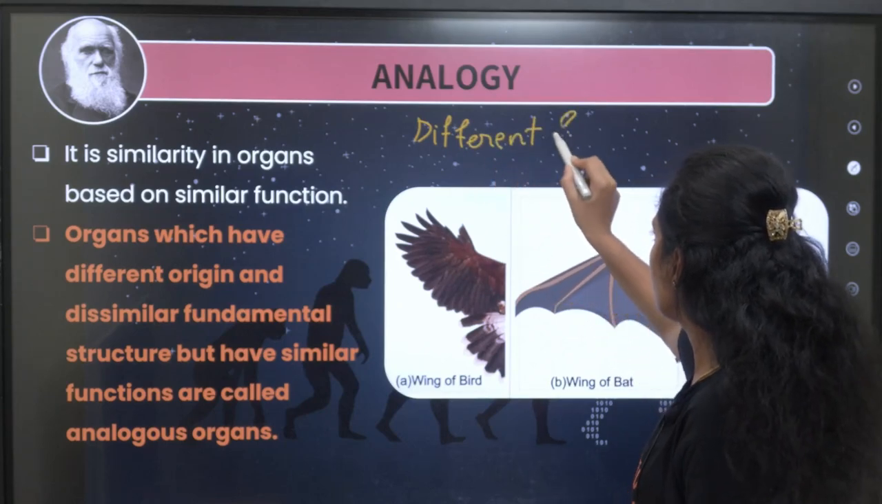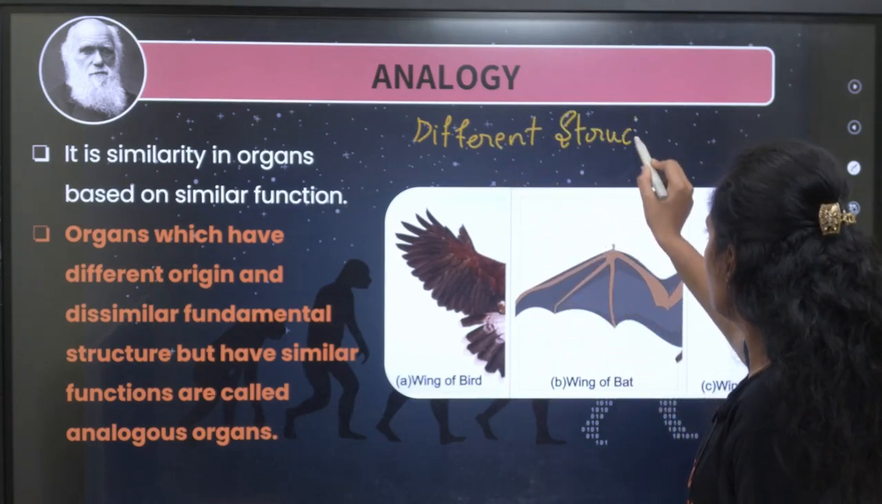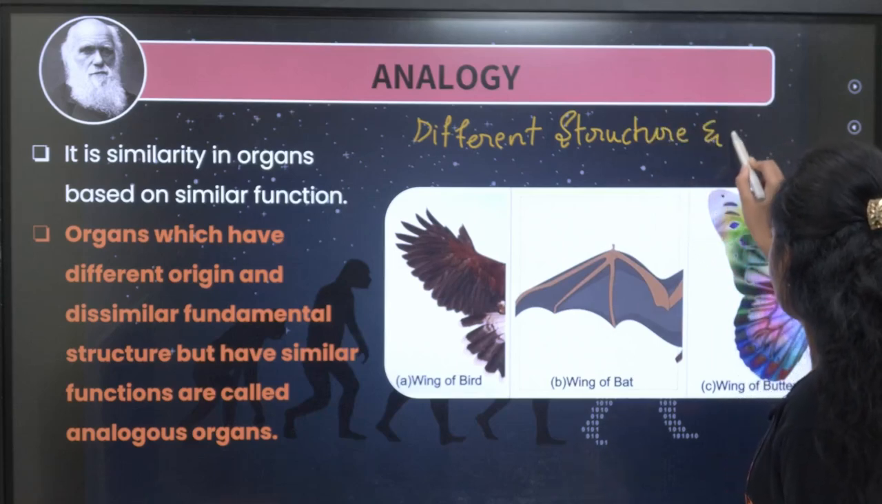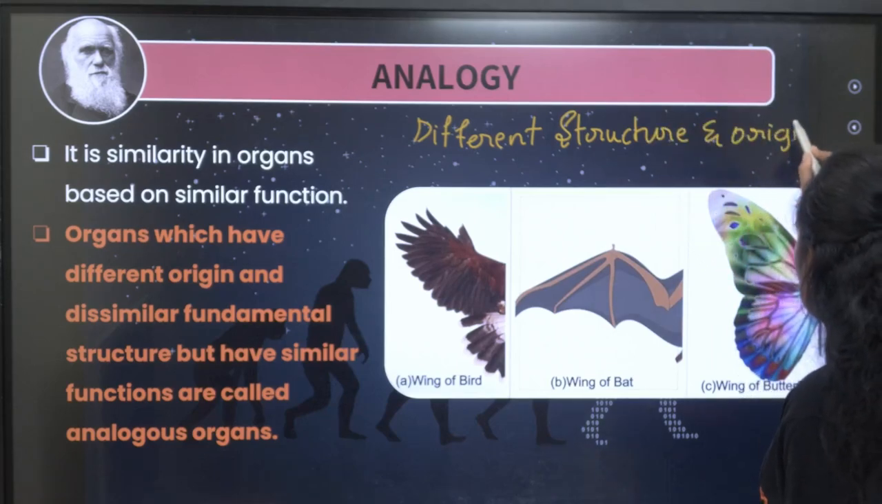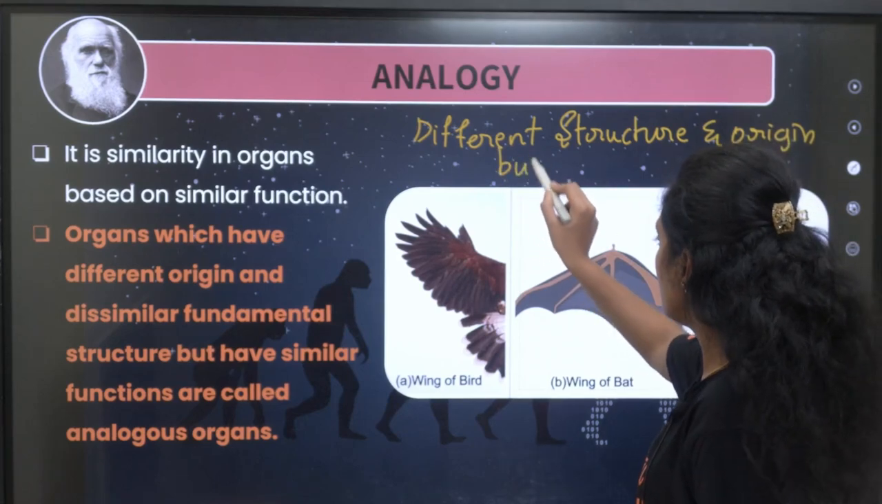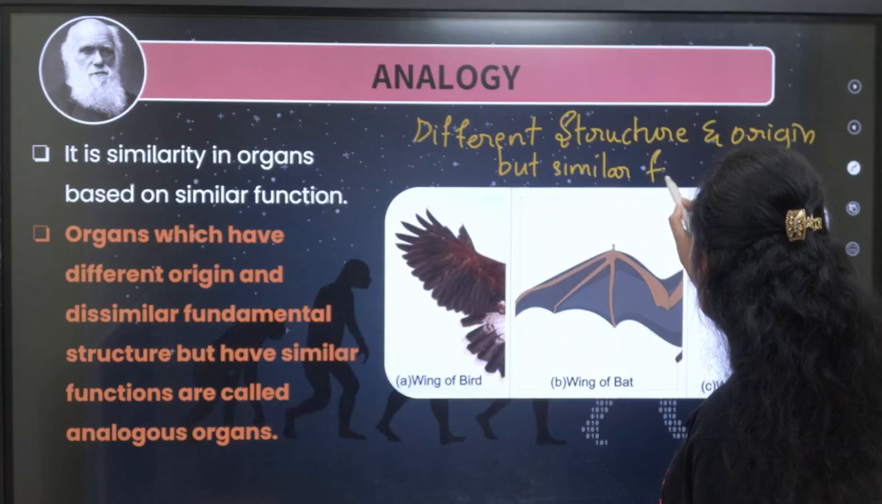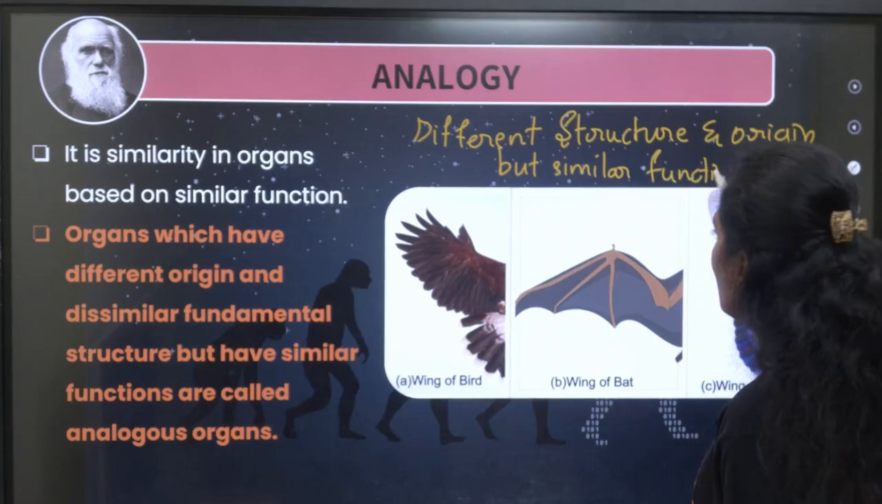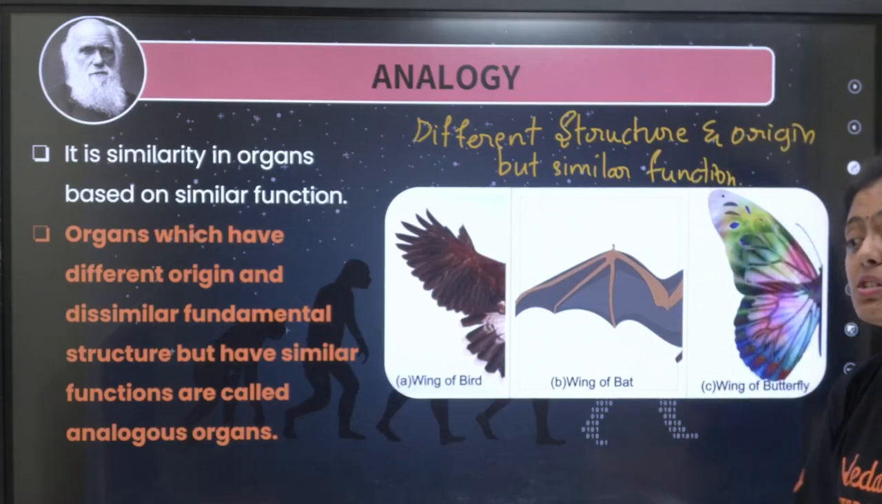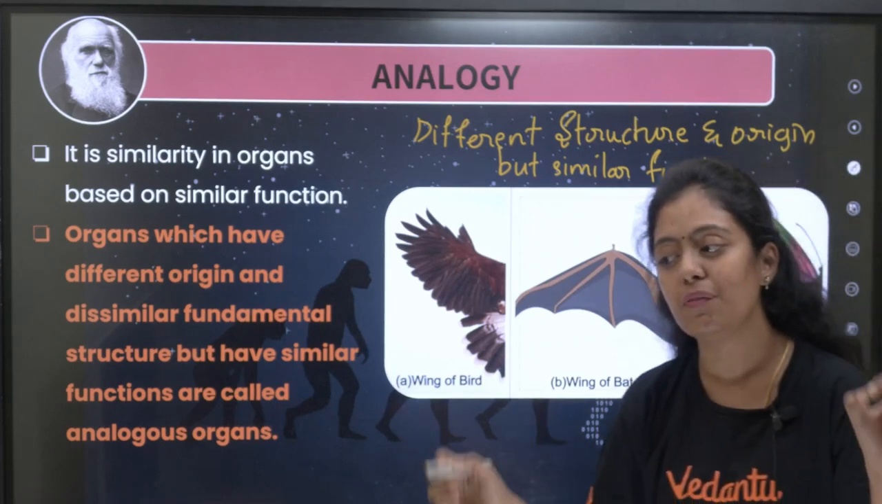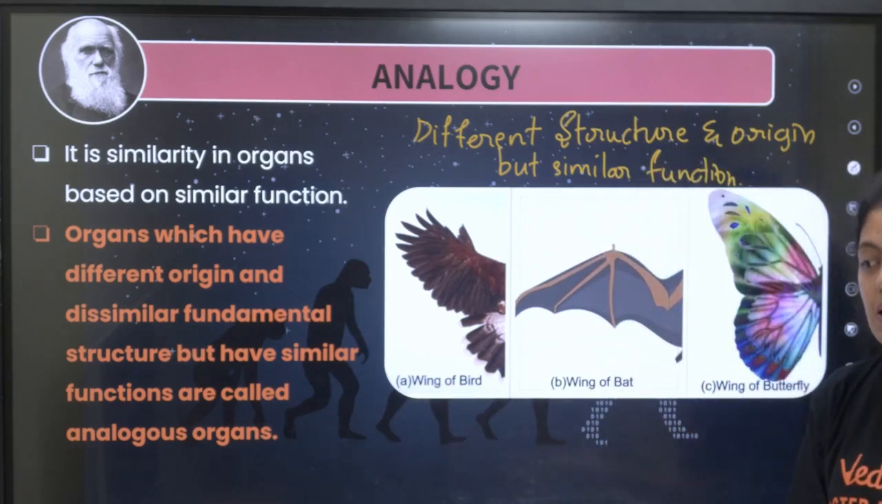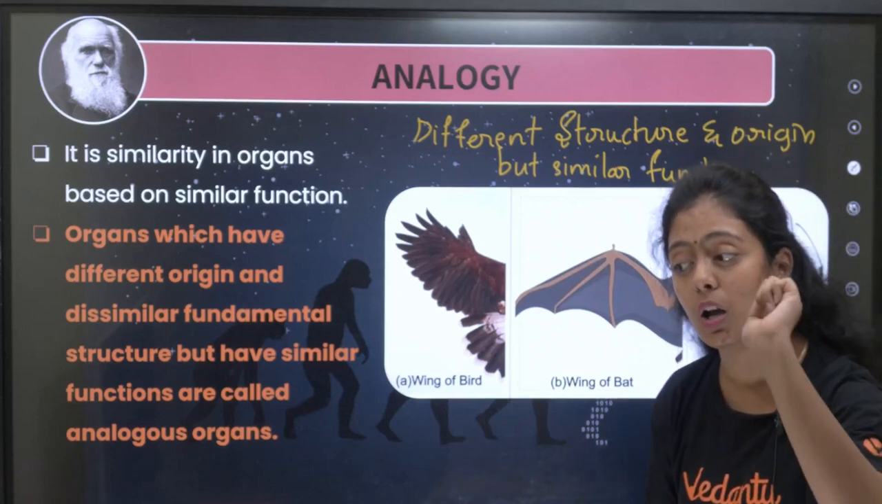Different structure and origin, okay, but similar function, vandu ore maari irukum. That is what we call analogy. Organs which have different origin, dissimilar fundamental structure, but have similar function is what we call analogous organ.